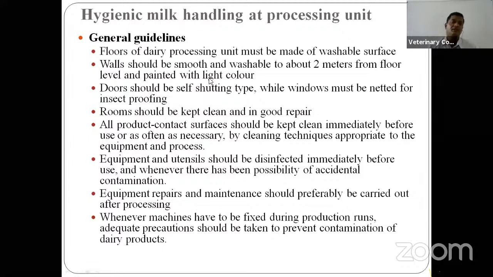Now there are certain general guidelines that are dependent on hygiene. Number one, within a milk processing plant or a factory, the floor must be inert, easily washable, at the same time easily usable also. Walls should be hygienically designed. They should be easily washable, easily cleanable, and they should be inert, non-reactive. About 2 meters from the bottom, the wall should have tiles or an easily washable type of inert material. It should not be painted. Even if you paint it with a light color, which is permitted in the food factory.